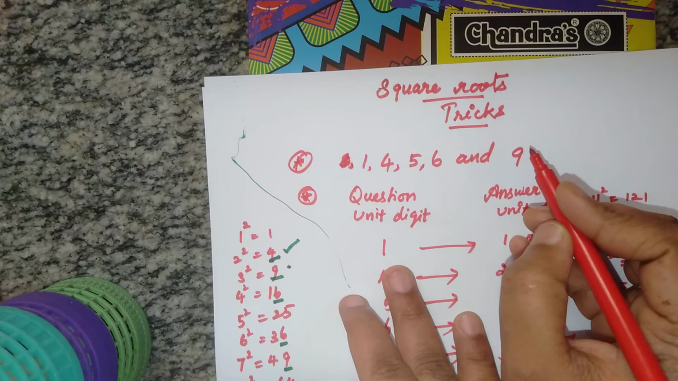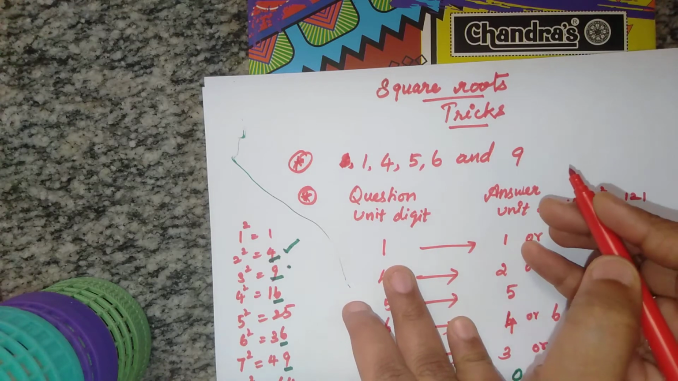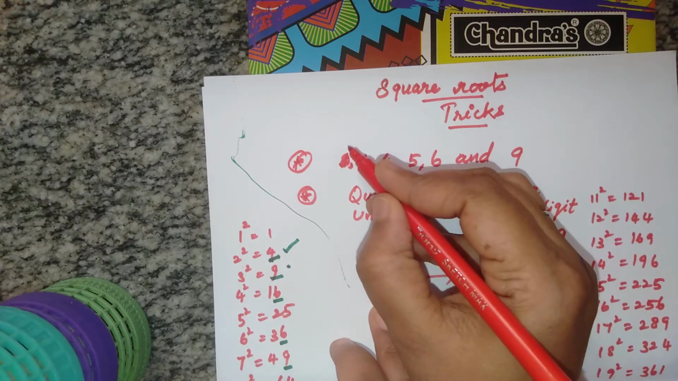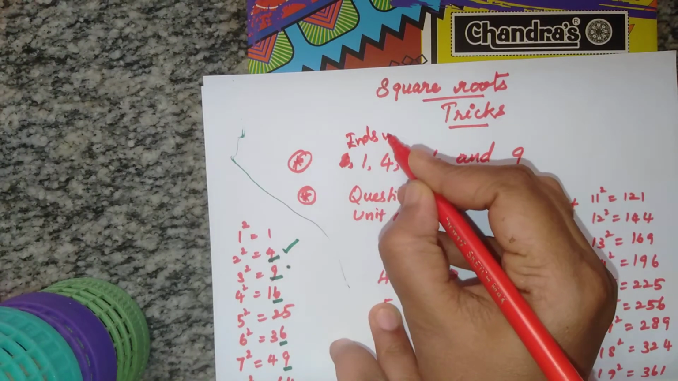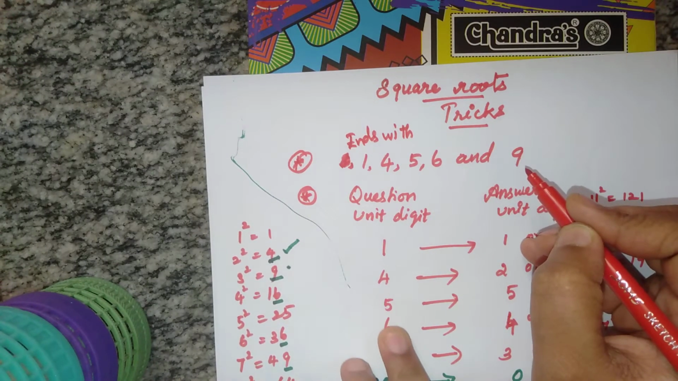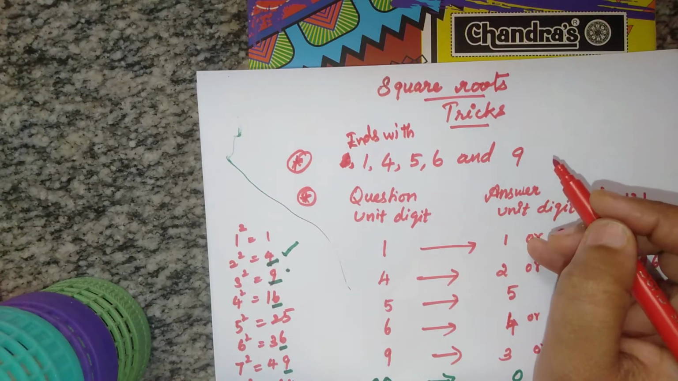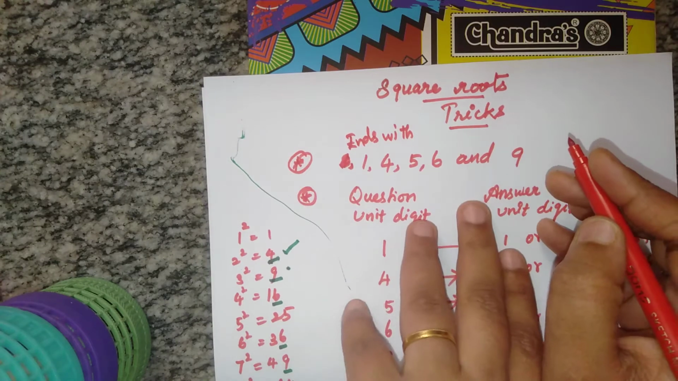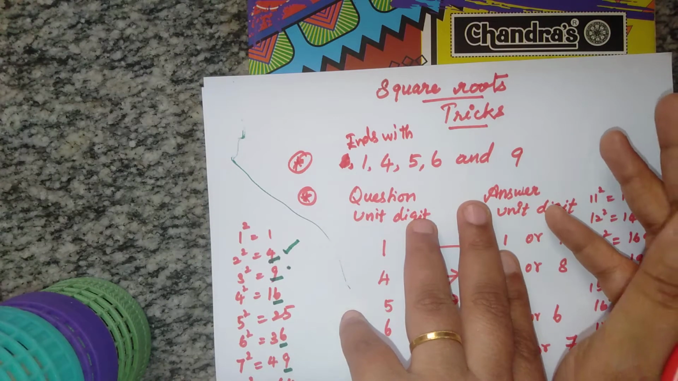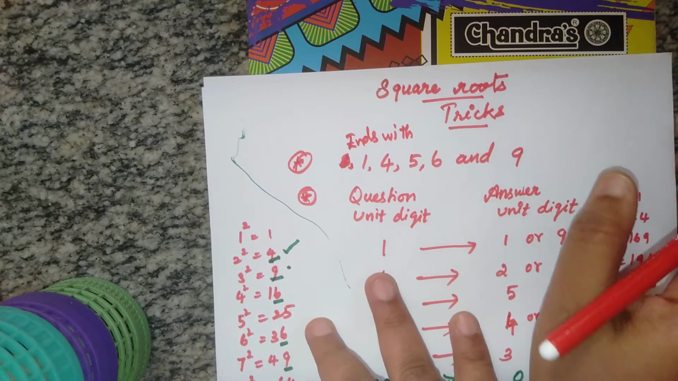See here, before we find the square root, you want to know about square numbers. A perfect square always ends with 1, 4, 5, 6 or 9. This is very important. In case a number ends with 2, 7 or 8, you can write directly that it is not a perfect square number.